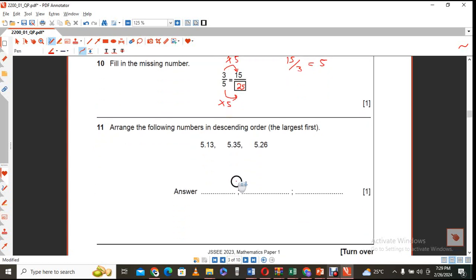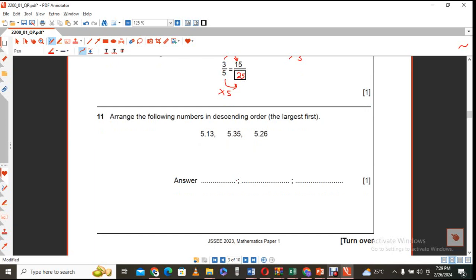Arranging the numbers in descending order, starting with the largest one. So the units are all 5, nothing to do there. Now you start with the tenths place. This is 3 tenths, so 5.35 is going to be bigger. The next one is 5.26, so you basically just use your place value.